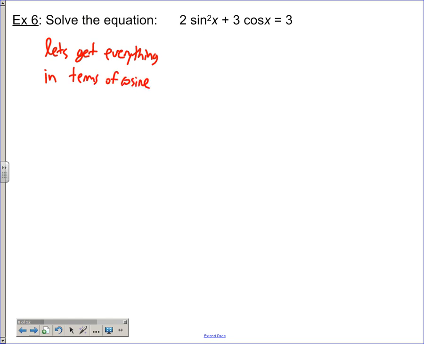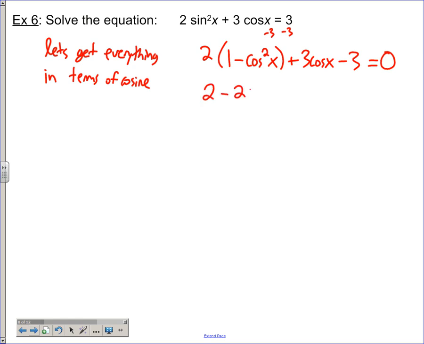Okay, so we've got 2 times sine squared of x. If I want to turn that into cosine, I'm going to use our Pythagorean identity, 1 minus cosine squared x. I still have my plus 3 cosine x. And let's actually move our 3 over, so let's subtract 3. So minus 3 equals 0. That's going to help us when we have to factor it in a little bit. So I'll distribute my 2. I get 2 minus 2 cosine squared x plus 3 cosine x minus 3 equals 0.